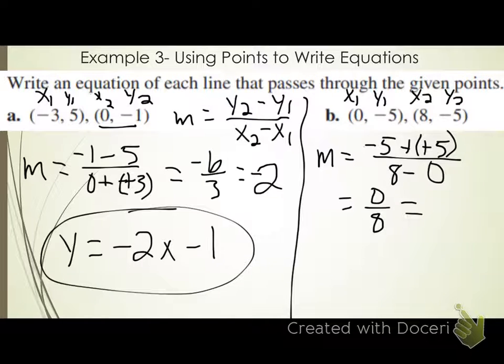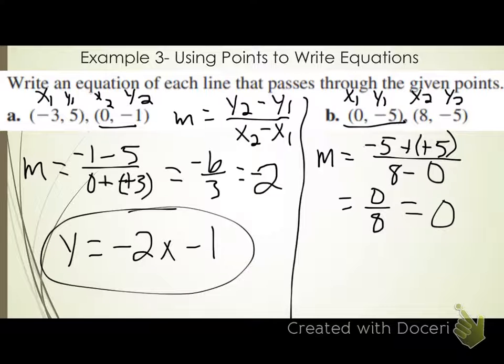0 divided by 8. 0. If 0 is on the bottom, it'd be undefined. But since it's on top, it is 0. And what's my y-intercept in this case? Negative 5, because I have the ordered pair 0, negative 5.